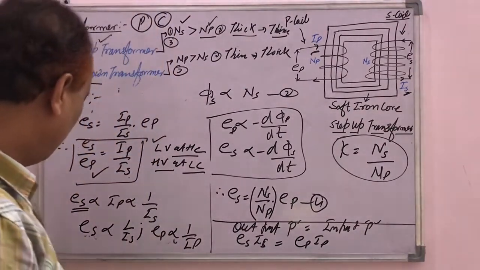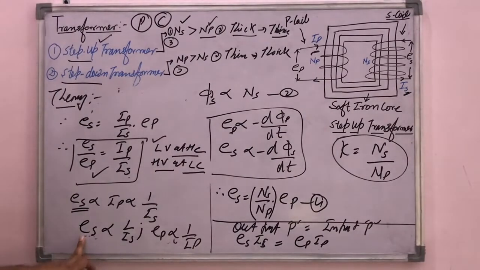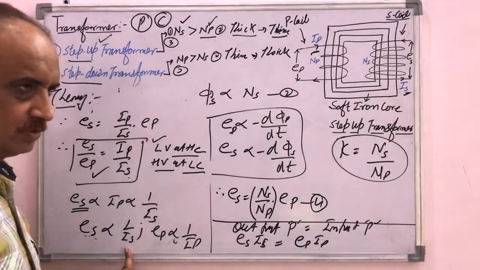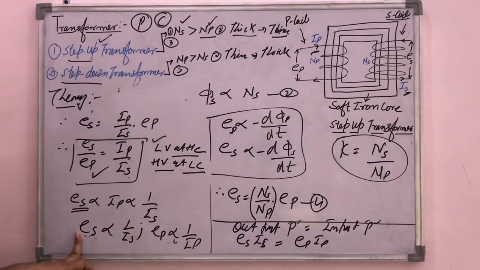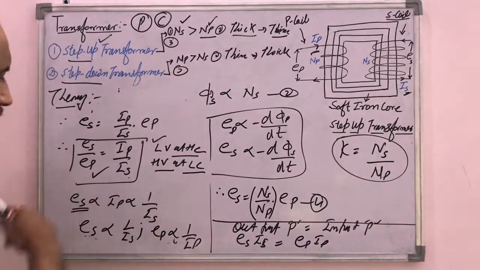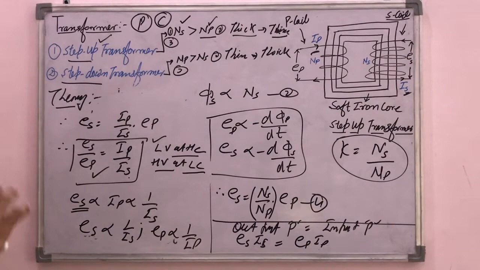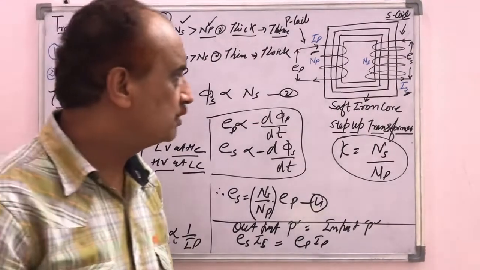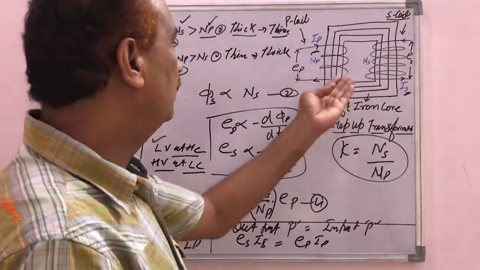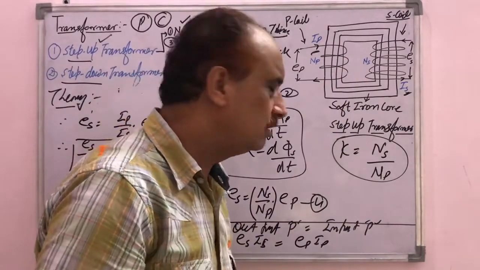It means when the voltage is increased, the current will be decreased. So we have to write here: high voltage at low current is converted into low voltage at high current, because it is an inverse ratio relation. Now this is the complete working of the transformer, and the next topic is why laminated iron cores are used.